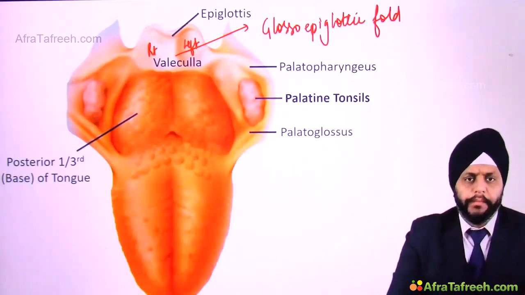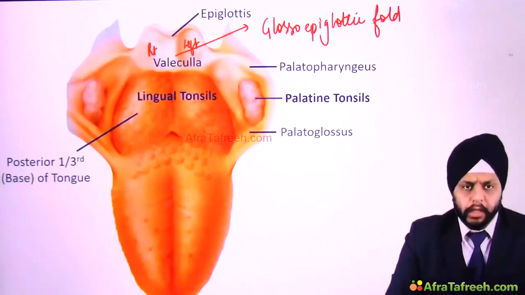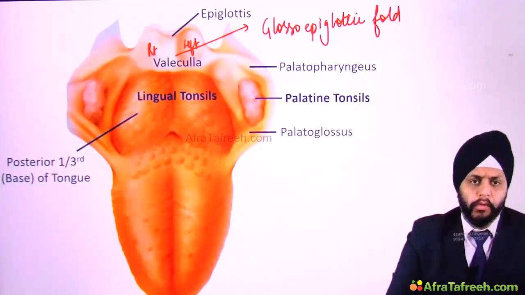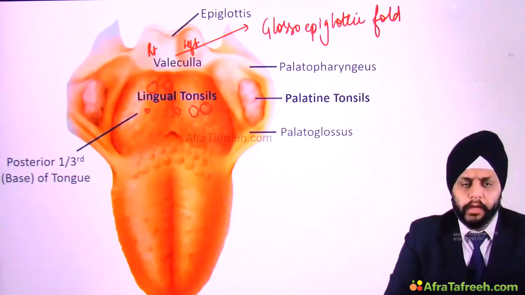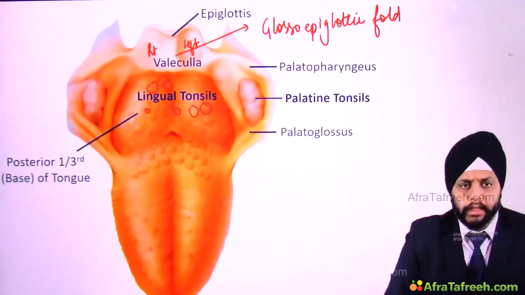All right, now what can we more see? We can see that in the posterior one-third of the tongue, we have small lymphoid tissues. You see all these small lymphoid tissues, they are visible to you, and they are known as lingual tonsils. They lie in the posterior one-third of the tongue at the base of tongue, so they are known as lingual tonsils.